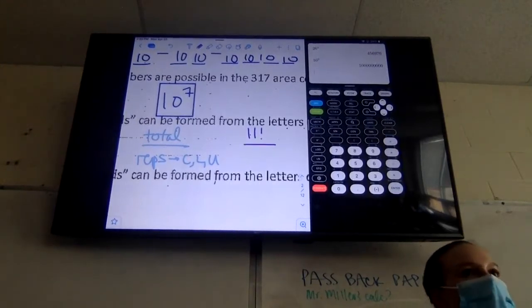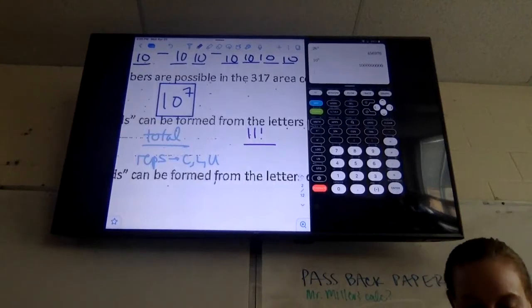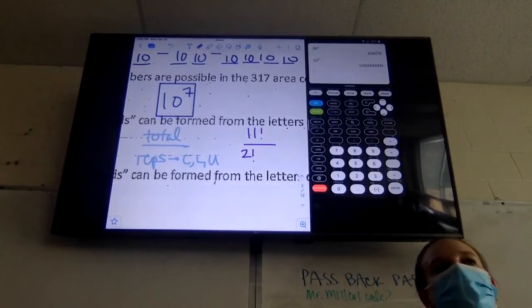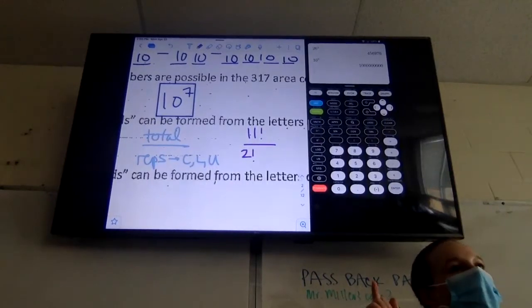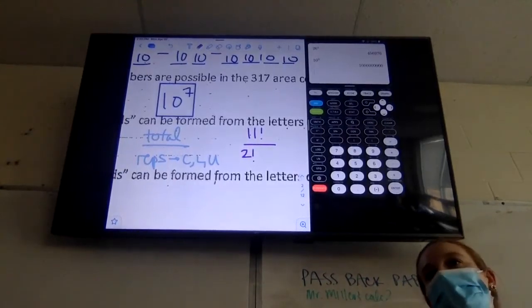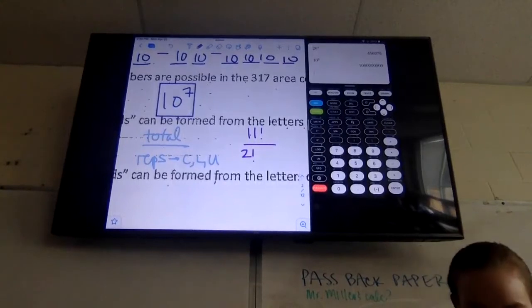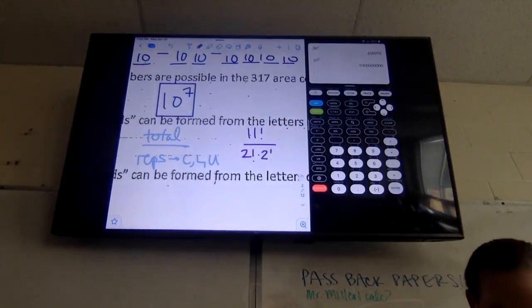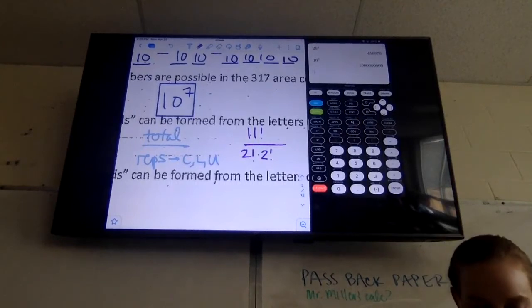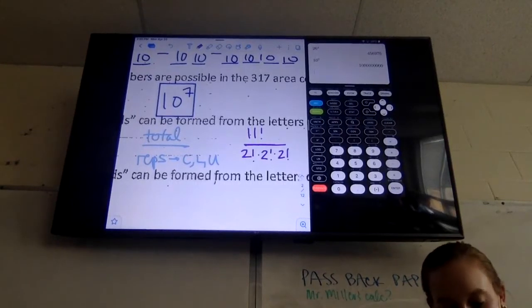How many times does C repeat? Twice. So we're going to divide by 2 factorial, because we can count when they're like this, but I can't count when they reverse. So I have to get rid of that repetition. What about L's? How many L's do I have? 2, so I'm going to divide by 2 factorial again. And then what about U's? How many U's do I have? 2.